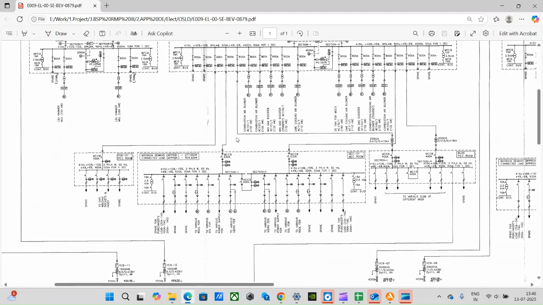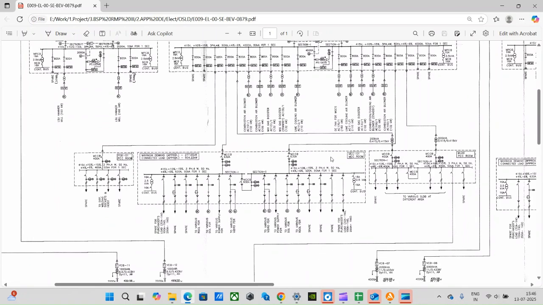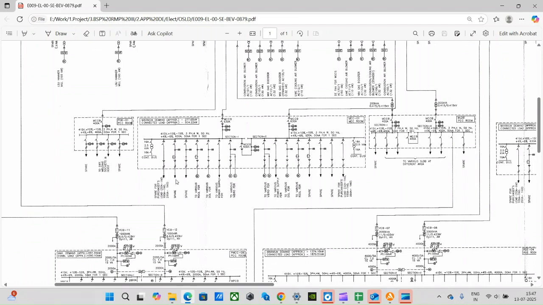The other outgoings are going to MCC and PDB. MCC is motor control center, and PDB is power distribution board. The difference is that the outgoings of the MCCs are going to the motors. So these are the symbols.